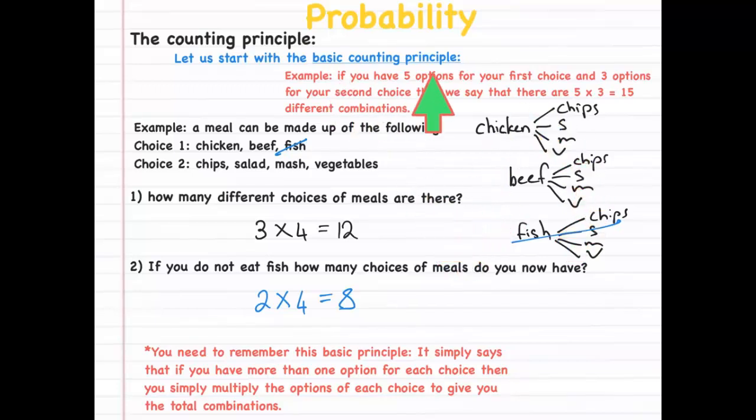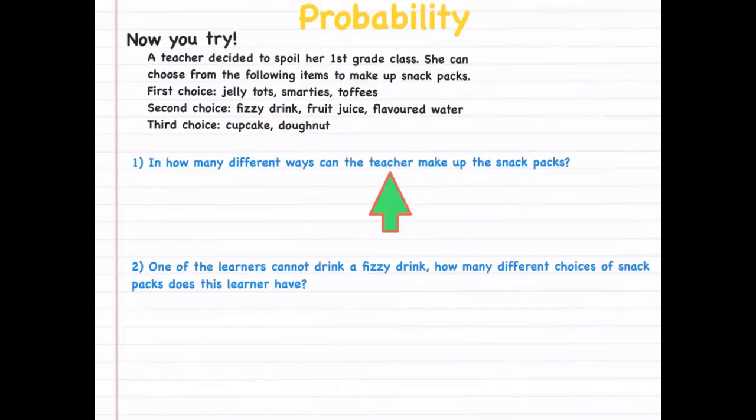Okay, so don't forget the basic counting principle. You need to remember this basic principle. It simply says that if you have more than 1 option for each choice, then you simply multiply the options of each choice to give you the total combinations. Okay, brilliant. So please remember this basic counting principle. We are going to practice a couple more. Now here is an example for you to try, and I will later answer it, but give it a go first and see if you understand the basic principle.